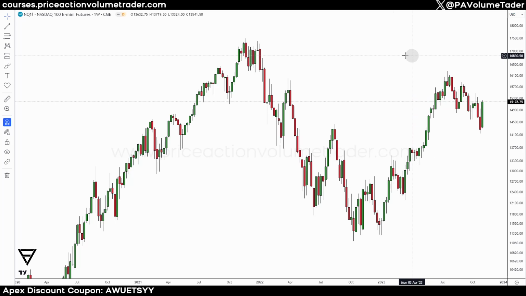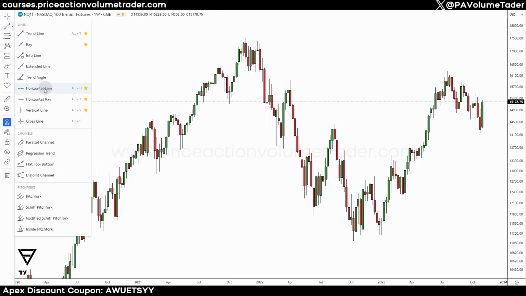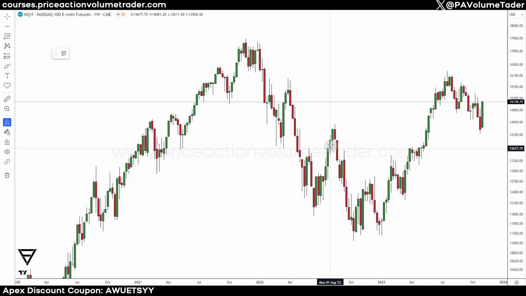So let's start off and take our horizontal line tool. I have two templates that I have saved here for this, and I'm going to talk about this in a moment. But literally all I'm doing is I'm zooming out and I'm just going to put support and resistance levels where I see that there's the most significant reactions on price. So if I go down here near the bottom, I can see, for example, this area.